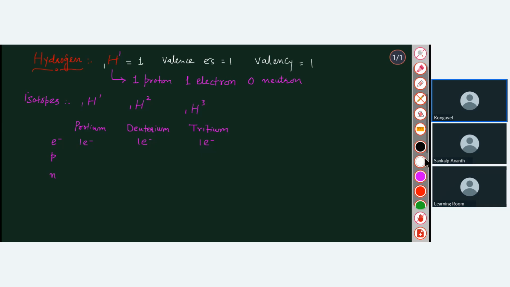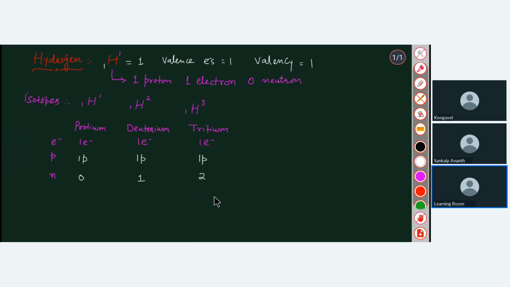Yes, sir. But if we talk of protons, what will be the number of protons in all these? Sir, all have one proton. Exactly, one proton in each one. And if we talk of neutrons, the neutron number is different. Here it will be 0, here it will be 1, and here it will be 2.